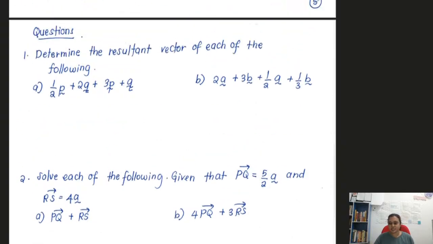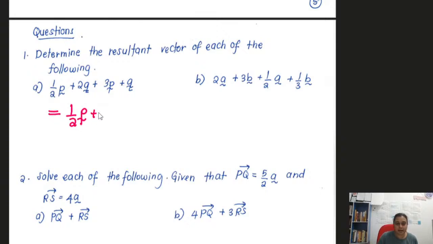Okay, this one very easy. Our question, these questions. Okay, let's start the first one. Okay, yang ni boleh buat dengan cepat. You can do very fast. Okay, 1/2P tambah 2Q tambah 3P tambah Q. So we plus. The P and the P we plus. The Q and the Q we plus.